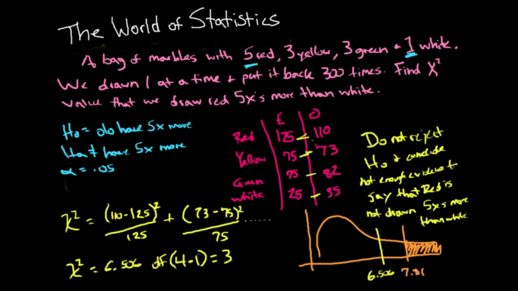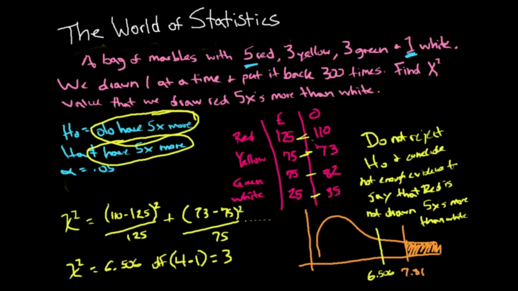So what is this saying? Well, it's saying that we're not saying that it doesn't get picked more than 5 times than white, but we're also not accepting that it does get picked 5 times more than white. And that's how statistics works. Check out my hypothesis basics video if you're unfamiliar with how to write conclusions. But basically, we're not accepting the null hypothesis. There's just not enough evidence to reject it, if that makes sense.